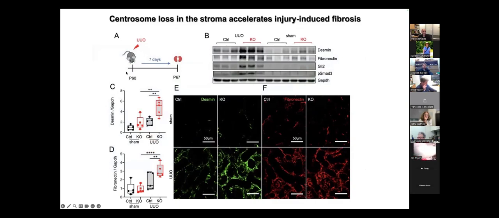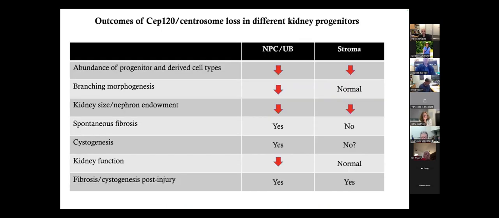So what Ava did was she took these long-term survivors at P60, did UUO, and then harvested the kidneys 7 days later. Up top here is the sham, down here is the UUO, here's the control, and here's the knockout. You can see that the UUO, of course, induces an injury response when you look at desmin and fibronectin, but it's elevated when you knock out centrosome. So it looks like there is a hyper injury response. These cells are hyperproliferating and causing enhanced fibrosis when you ablate SEP120 from these kidneys.